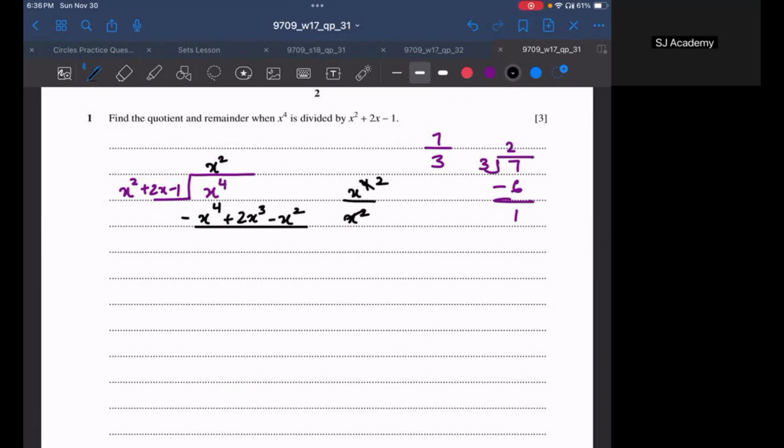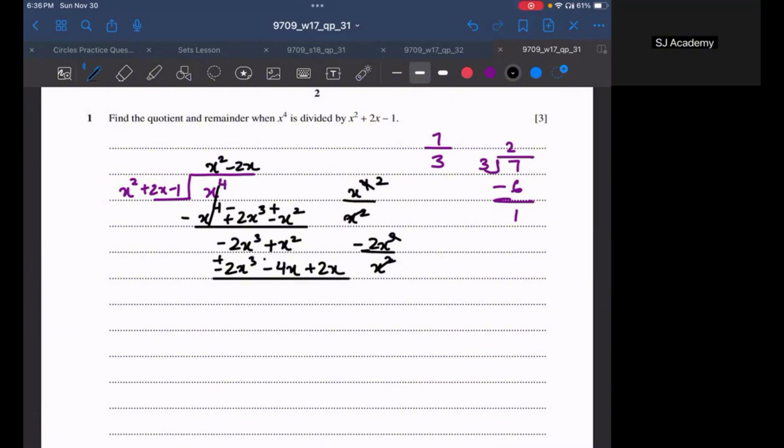Now we subtract, so we'll change the signs over here. This will cancel out, so we'll have −2x³ + x². Now we'll divide −2x³ by x². We'll get −2x over here. So −2x into x² becomes −2x³. −2x into +2x is −4x². And −2x into −1 is +2x.